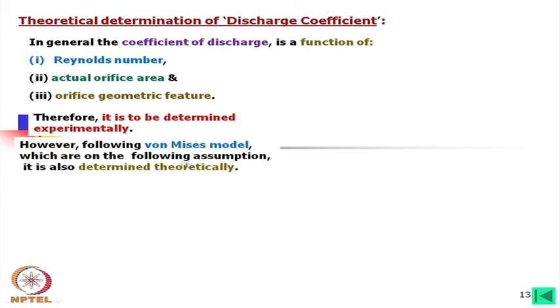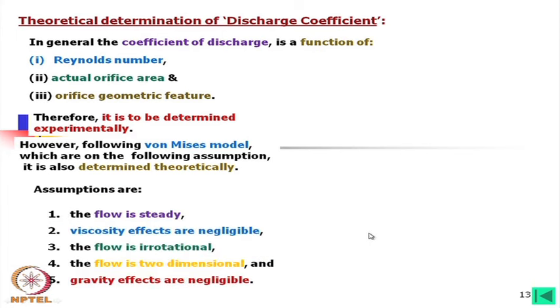However, the von Mises model is followed to determine this value theoretically, or we should say to estimate a value, not analytical, but an estimated value that can be found from the von Mises model. Now, if we would like to use this model, we have to first assume that the flow is steady, viscosity effects are negligible, meaning viscosity is not changing much. The flow is irrotational, the flow is two dimensional, and gravity effects are negligible.